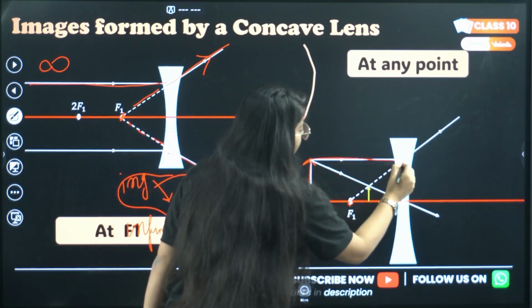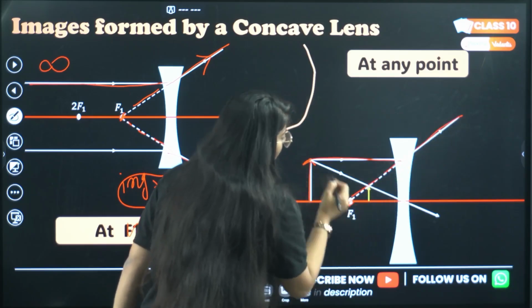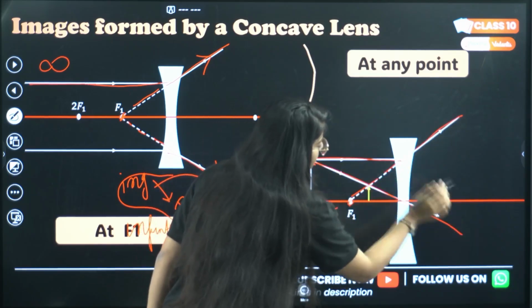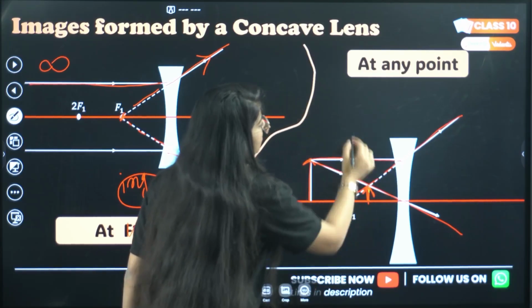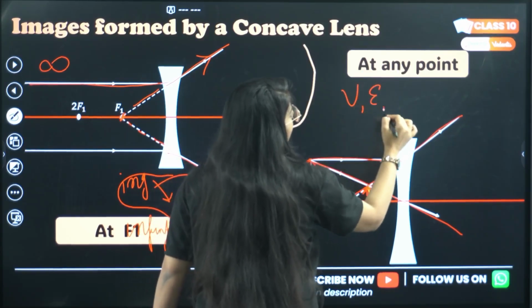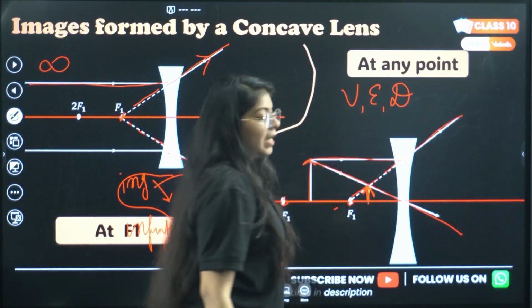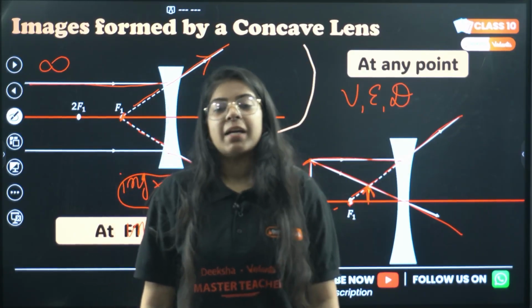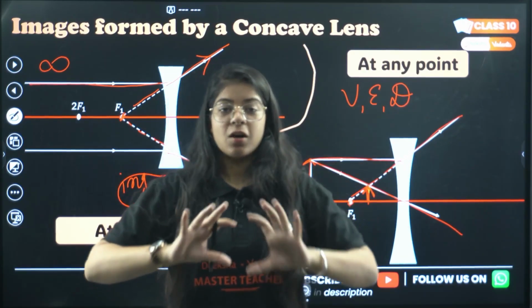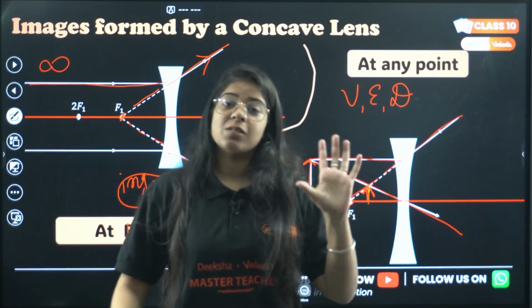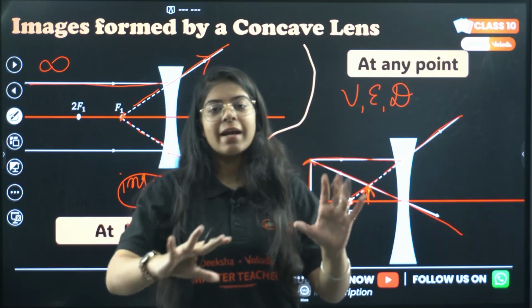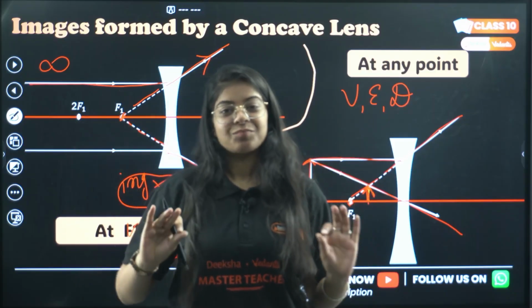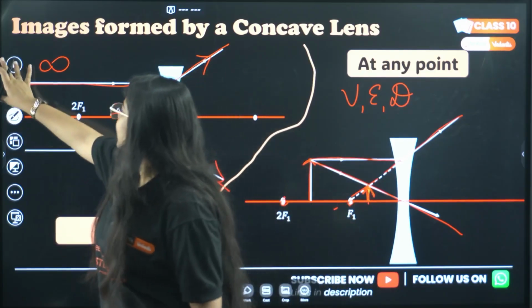So one ray parallel gets diverged, passes through focus, another ray goes from focus, goes straight, and this will be my image, which is virtual, erect, diminished. In case of convex lens, my images are real, inverted, of the same sizes. One case is virtual, erect and large. In concave lens, all will be virtual, erect and diminished. Correct? Everything is done. Any doubt?